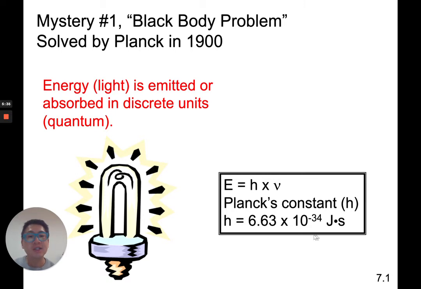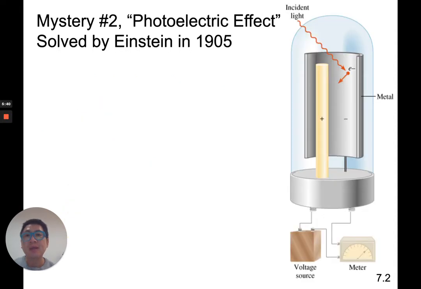Okay, h is just a constant, it doesn't change: 6.63 times 10 to the minus 34. Okay, next thing, something called the photoelectric effect, which was solved by this guy named Einstein, which I know you've heard that name before, in 1905. Einstein actually won a Nobel Prize in physics for the photoelectric effect.